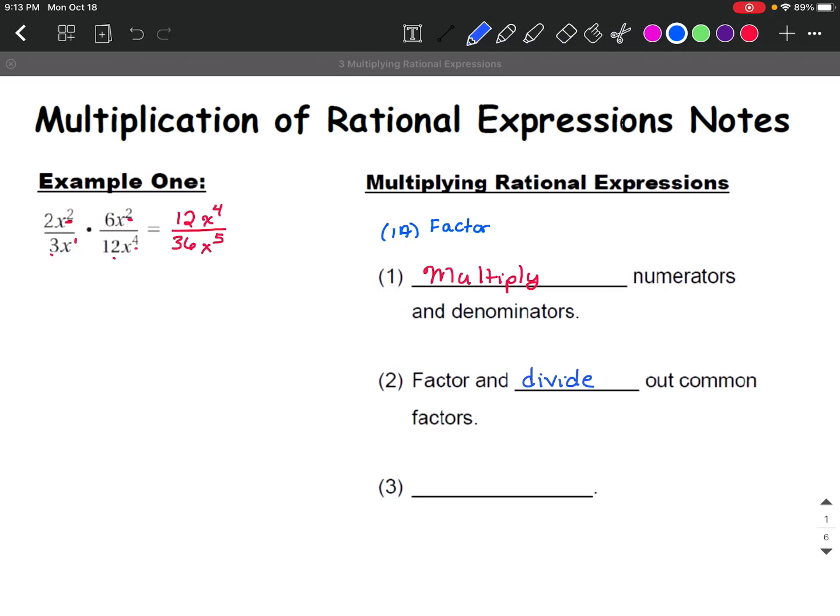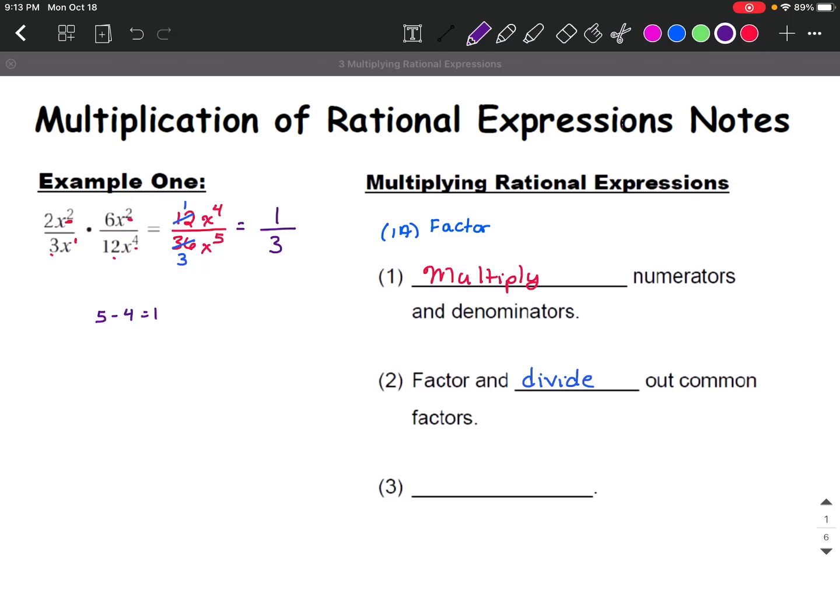So if we look here, what goes into 12 and 36? 12 goes into 12 once and into 36 3 times. Okay, so notice in the top, we only have a 1 for the numbers. In the bottom, we have a 3. Now let's look at the x's. When we divide, we subtract the exponents. So we have a 4 and we have a 5. If we subtract them, we get 1.